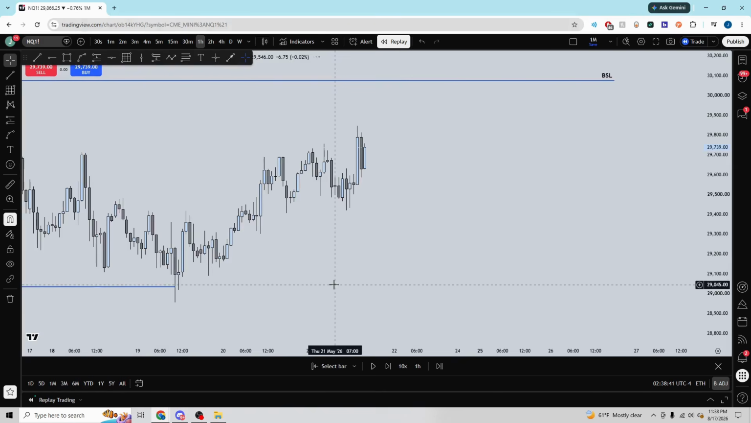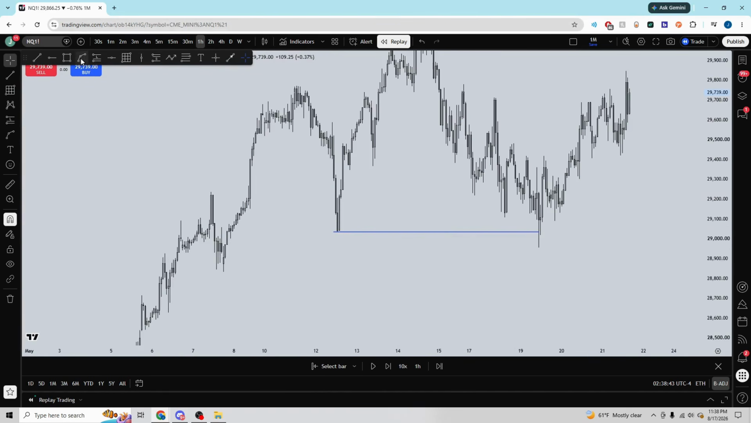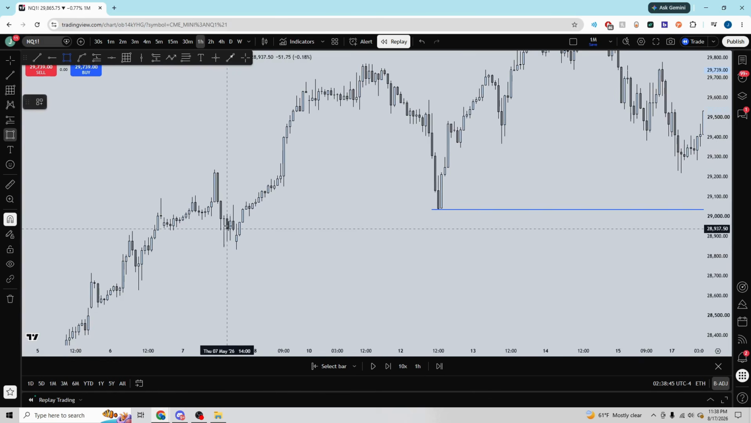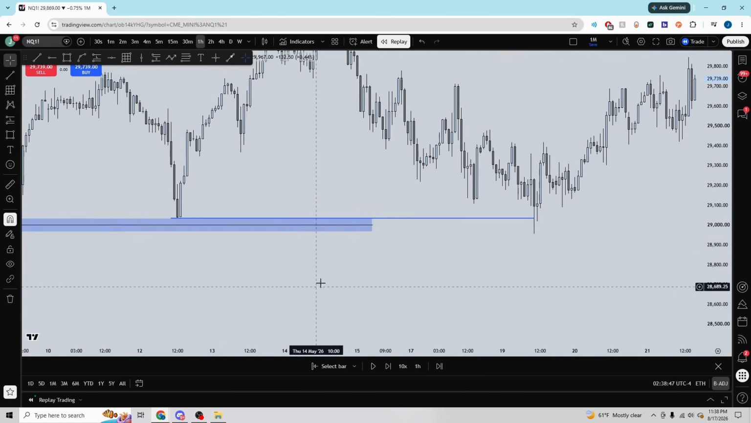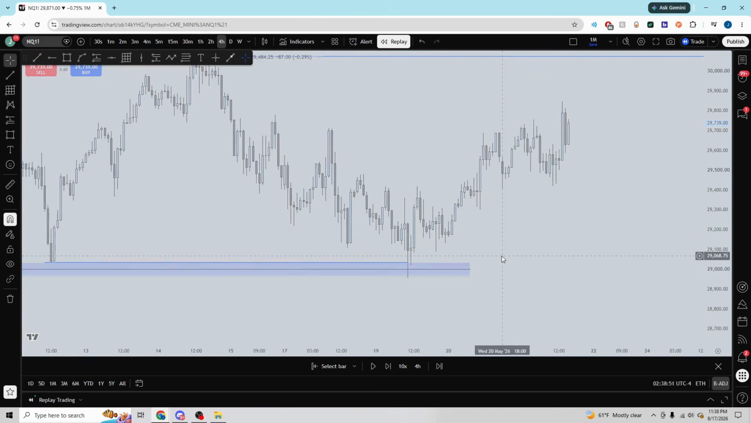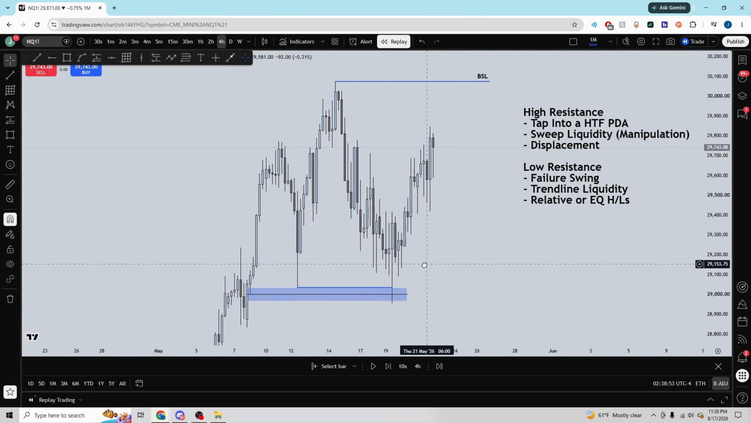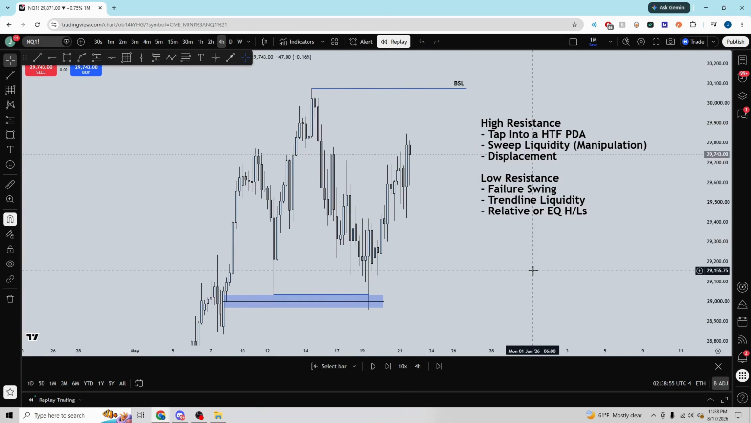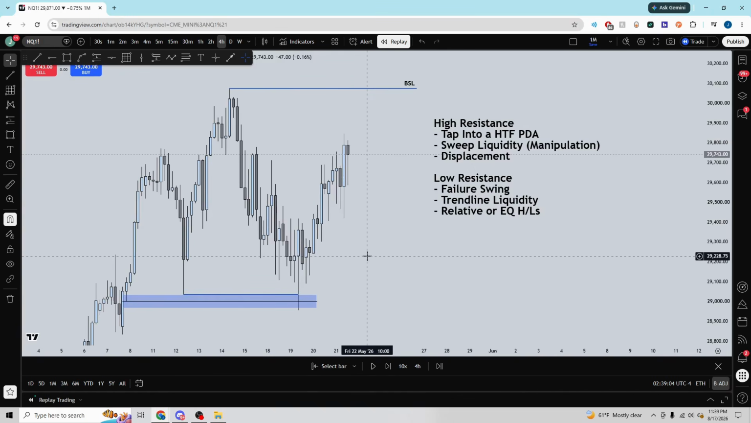Going onto the 1-hour chart, you can also see that we manipulate into a high time frame PD array right here. If we drag it all the way out, you can see that price aggressively wicks inside of it and we immediately reject above it. So in our high resistance criteria, you can see that we tap into a high time frame PD array, we sweep liquidity, and we immediately displace higher, which is what you want to see.